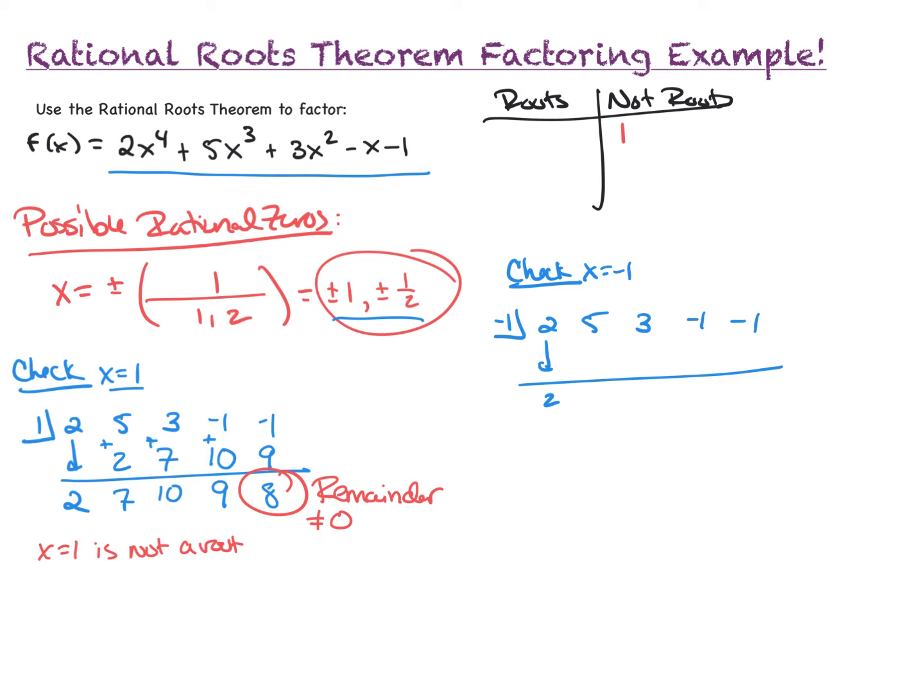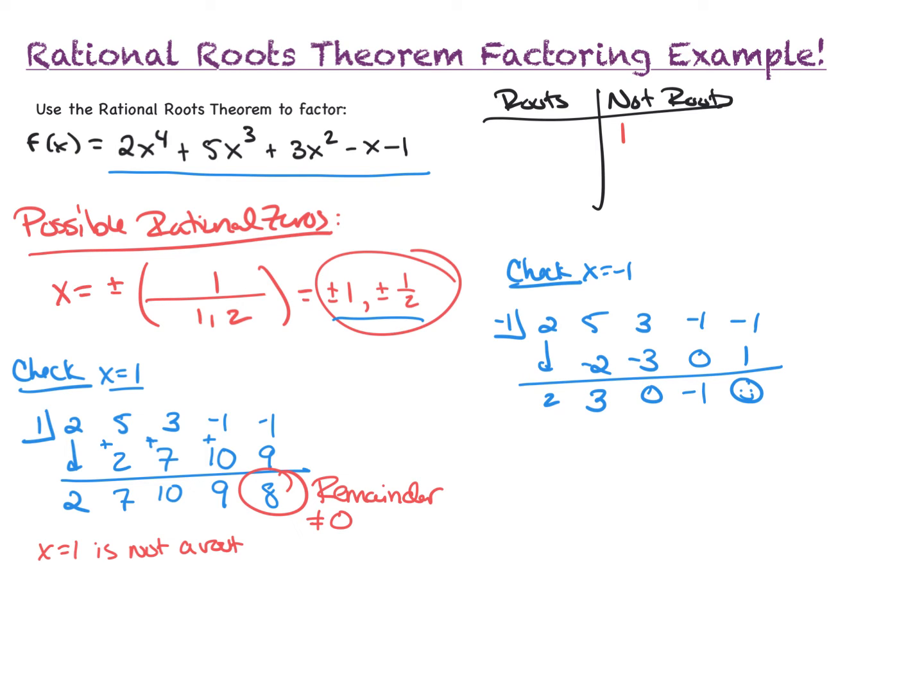But I'll bring down the 2 to get started. Negative 1 times 2 is negative 2. 5 minus 2 is 3. Negative 1 times 3 is negative 3. 3 plus negative 3 is 0. Negative 1 times 0 is 0. Negative 1 plus 0 is negative 1. And negative 1 times negative 1 is positive 1. And thank goodness, negative 1 plus 1 is 0. Wonderful.